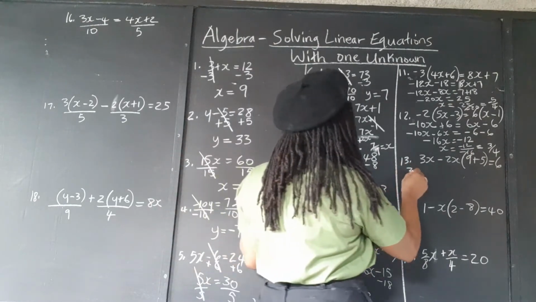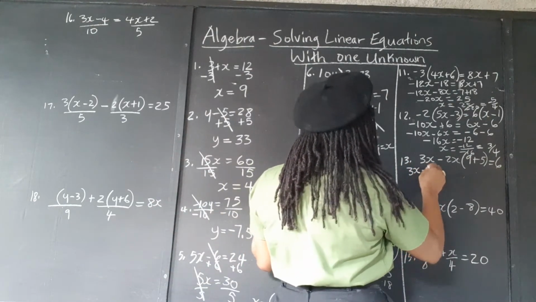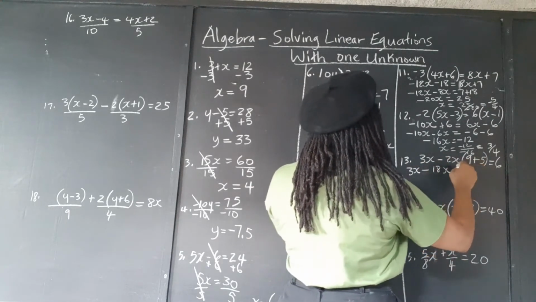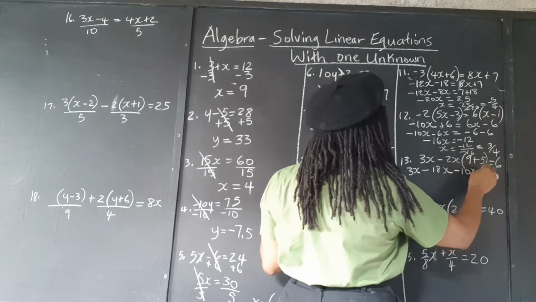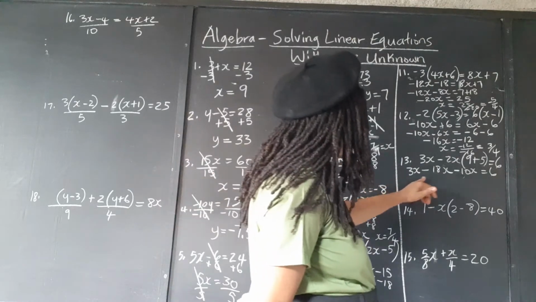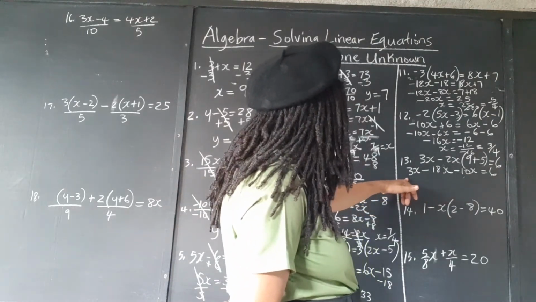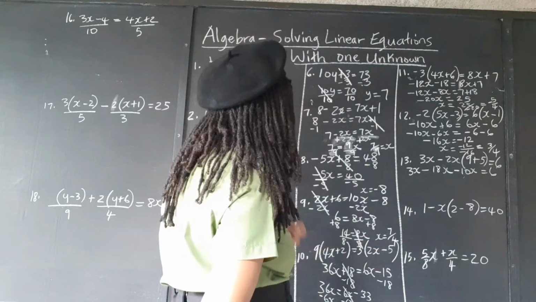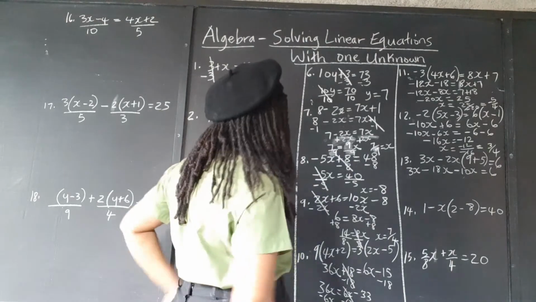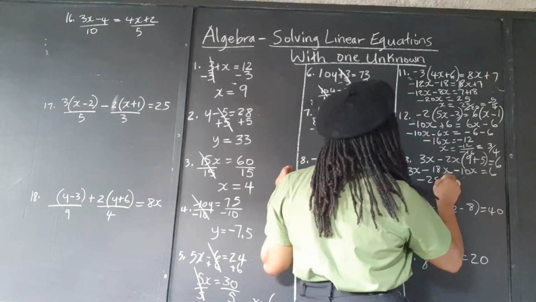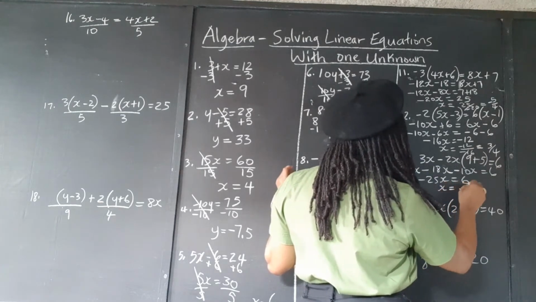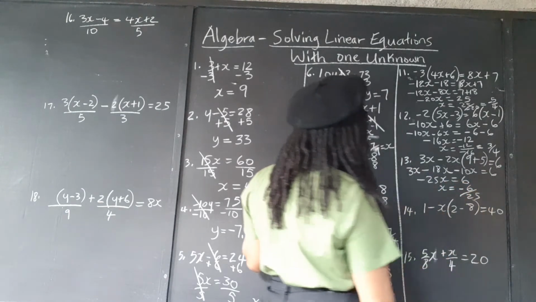Alright, 3x minus 2x times 9, that's 18x, negative 2 times 5, negative 10x. Well, all of these have x's, so we can group them. So 3x minus 18x, that's negative 15x minus 10x, negative 25x. And dividing both sides by negative 25, we have x is negative 6 over 25.